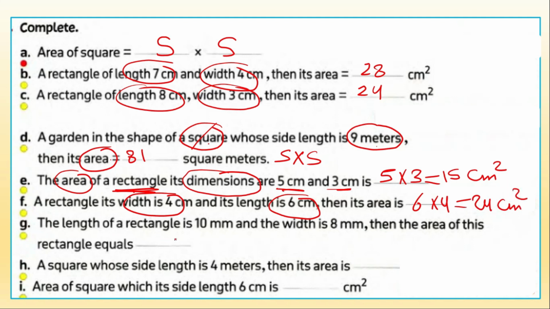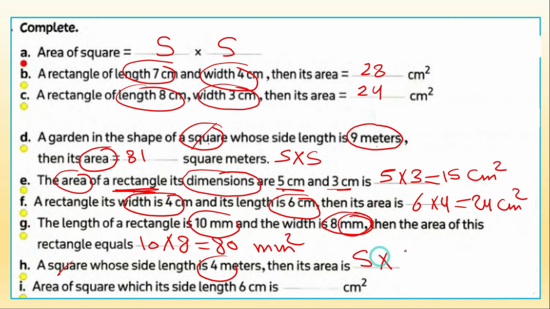G, the length of a rectangle 10 millimeter and width 8 millimeter. Then the area of this rectangle, the same. All the same rule: length times width, meaning 10 times 8 equals 80, and here we have millimeter, so write millimeter squared. The next, a square whose side length is 4 meters, find the area. Side times itself equals 4 times 4 equals 16. And for area, don't forget to write squared.